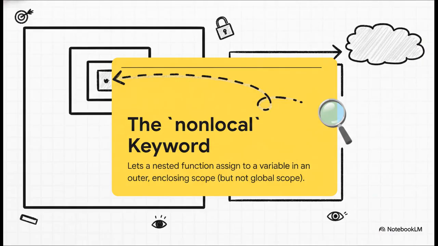Yeah, nonlocal is the perfect tool for the job when you're dealing with nested functions. It basically tells Python, hey, for this variable, don't look here locally, and don't go all the way out to the global scope either. Just look in the next function that's wrapping me. It's super specific, really targeted.